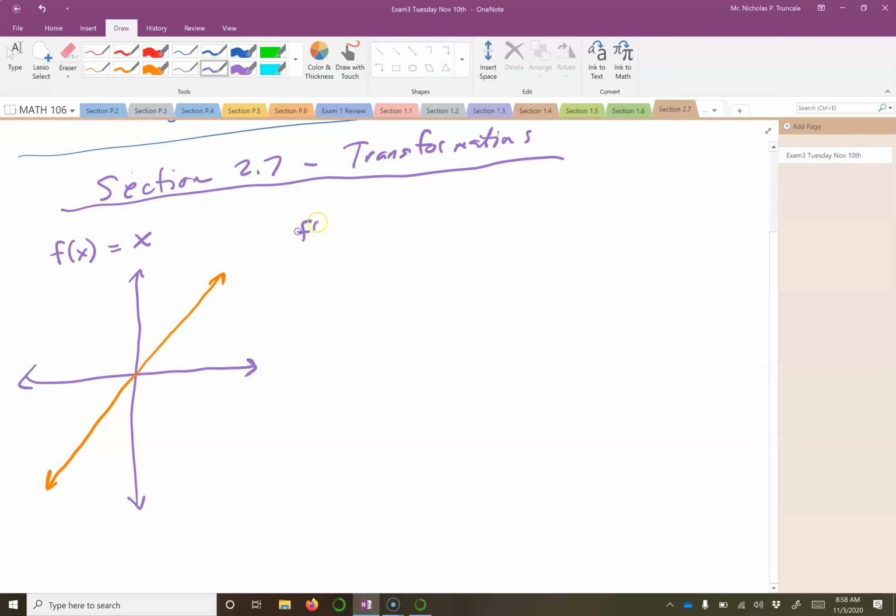Here's another one. f of x equals x squared. What would we call that shape? Yeah, it's a parabola. Now this particular one starts at the origin. We call that the vertex of the parabola, and it just goes like this. Now notice I'm not worried about the coordinates of this, but I'm just drawing the general shape. Okay, that's f of x equals x squared.